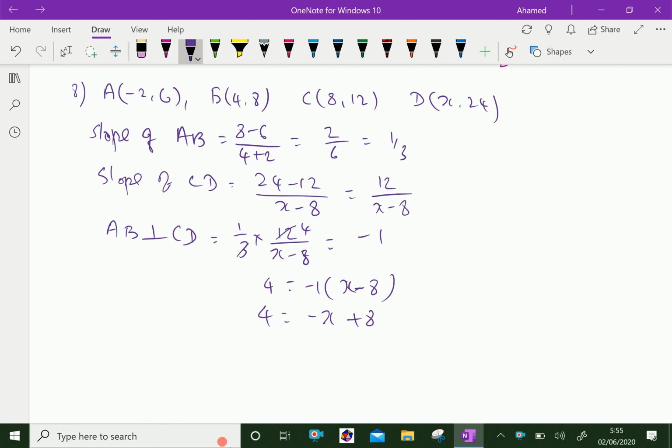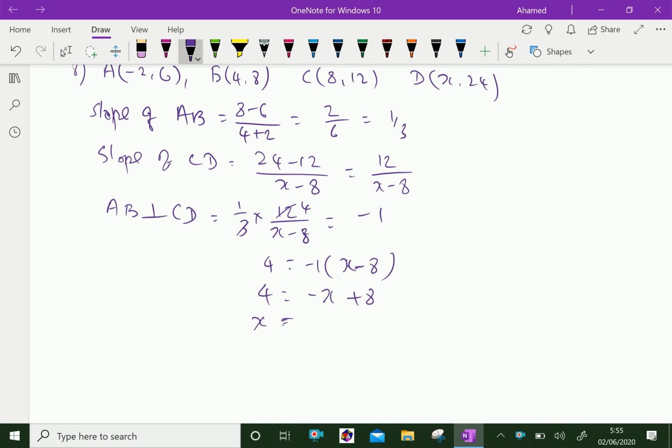Therefore x comes to this side, x equals 8 minus 4 equals 4. We got x equal to 4.